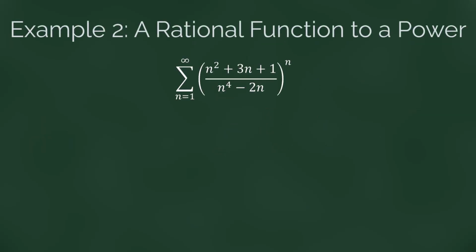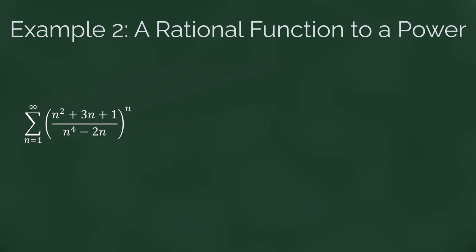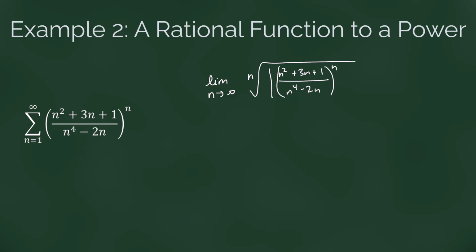One of the places where the root test can be really helpful is when your series involves terms that are complicated and raised to the nth power. Here, even applying the divergence test and taking the limit of those sequence terms as n goes to infinity can be tricky. So let's look at what happens when we use the root test. So now we're going to be taking the limit as n goes to infinity of the nth root of the absolute value of the nth term, which is n squared plus 3n plus 1, over n to the fourth minus 2n, raised to the n power.